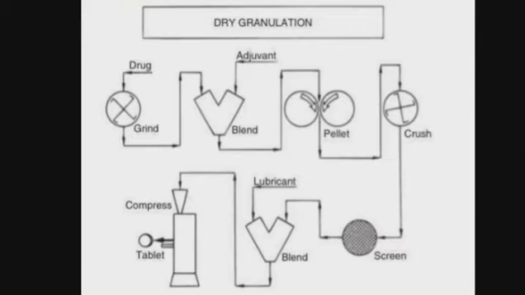This is the flow chart of dry granulation, showing how it is processed. The drug is first ground, then it is passed further to a blender in which adjuvant is added. After blending, it is formed into a pellet. After the pelletization process is done, it is then crushed. After crushing, the drug is screened, and after screening, blending is done again. While blending, lubricant is added into it. After blending, the compression is done. After compression, a tablet is formed by the dry granulation method.